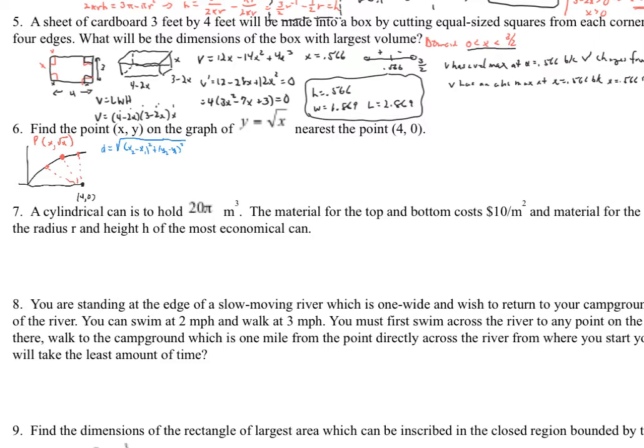So our x2, y2 is going to be the point x comma square root of x, and our x1 comma y1 is going to be the point 4, 0. So we're going to say distance is going to be, we'll go the square root of x minus 4 squared plus the square root of x minus 0 squared, and we'll square root that whole thing.